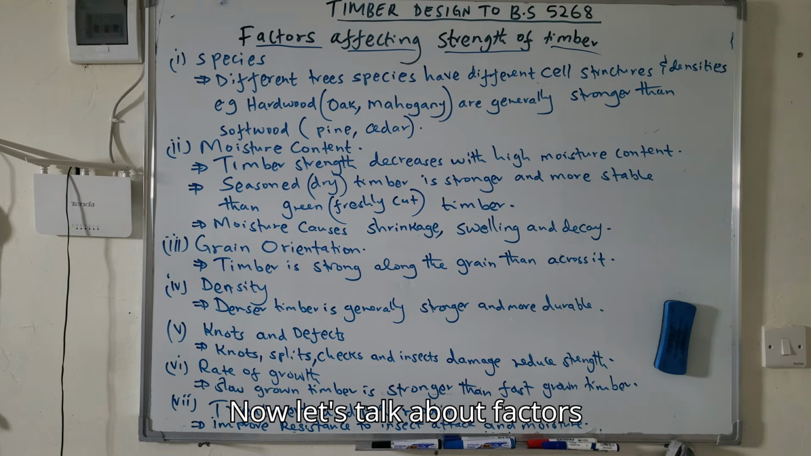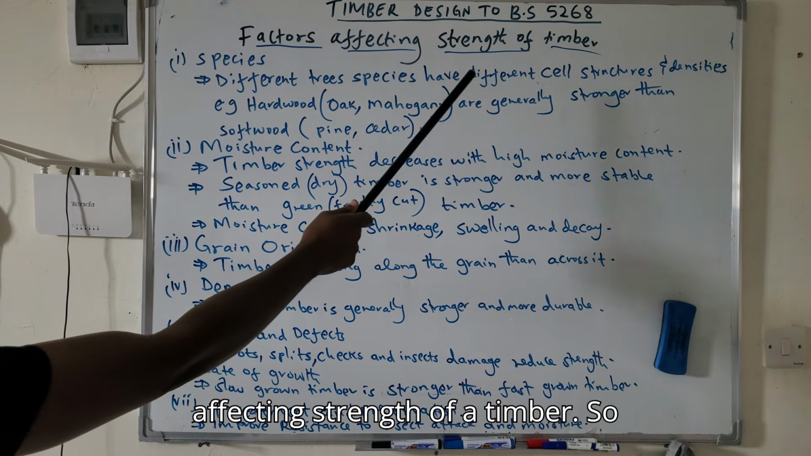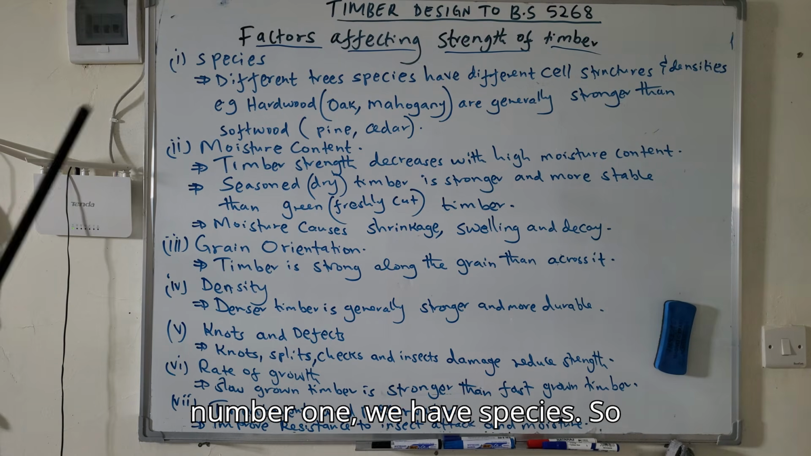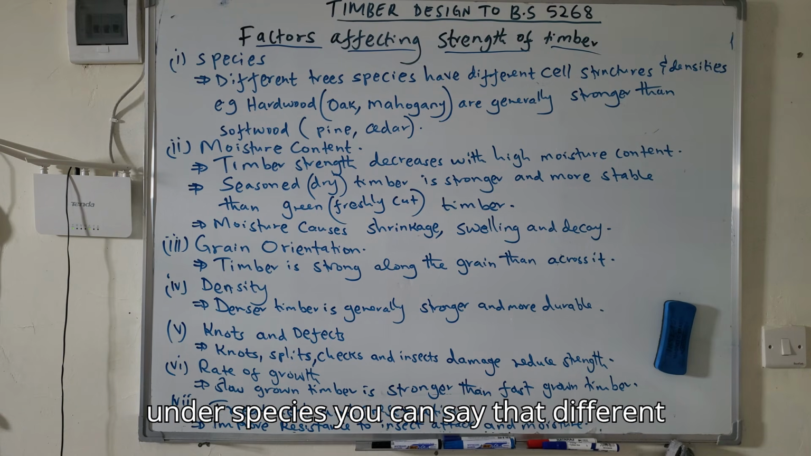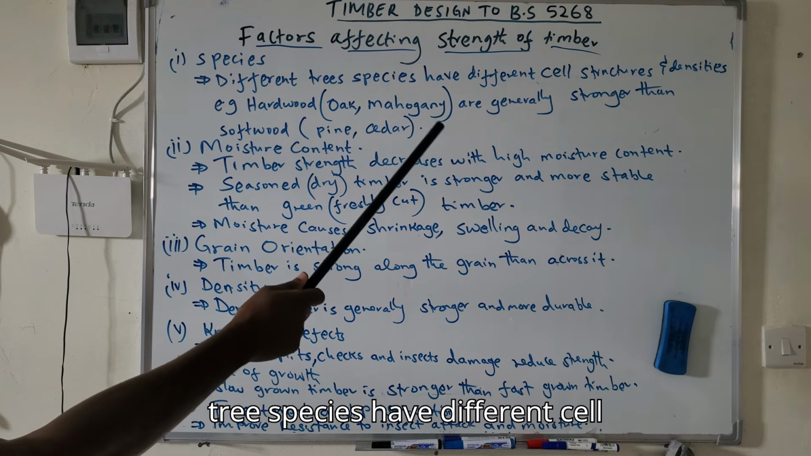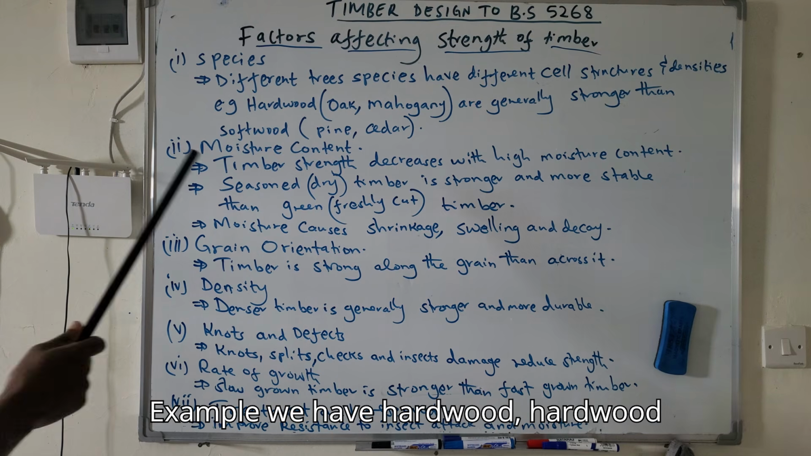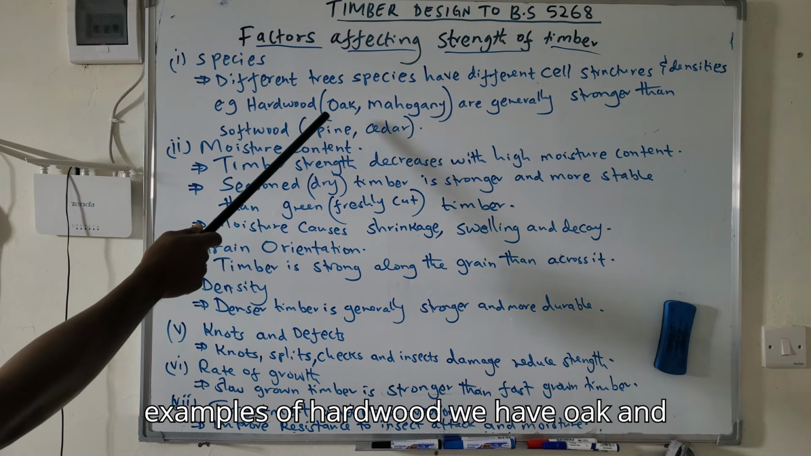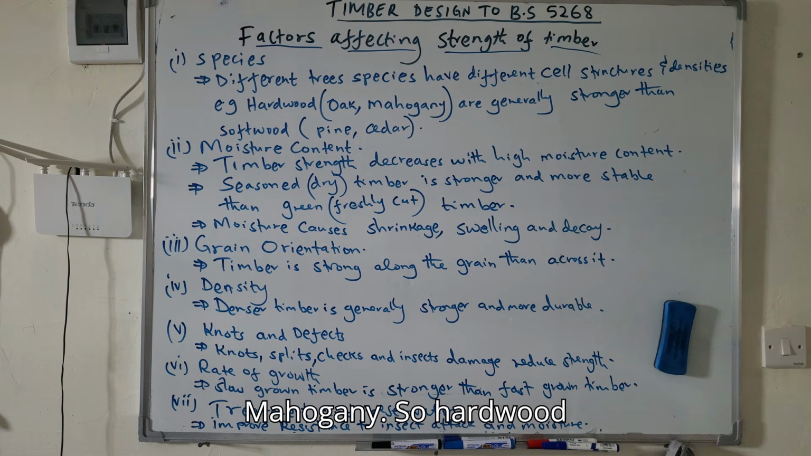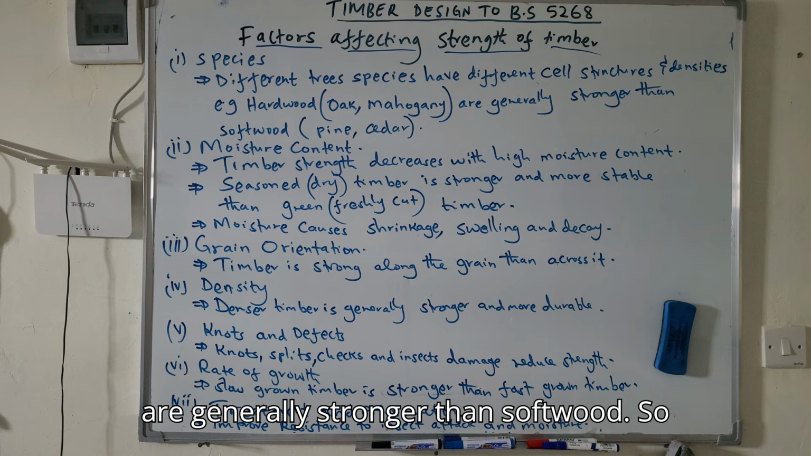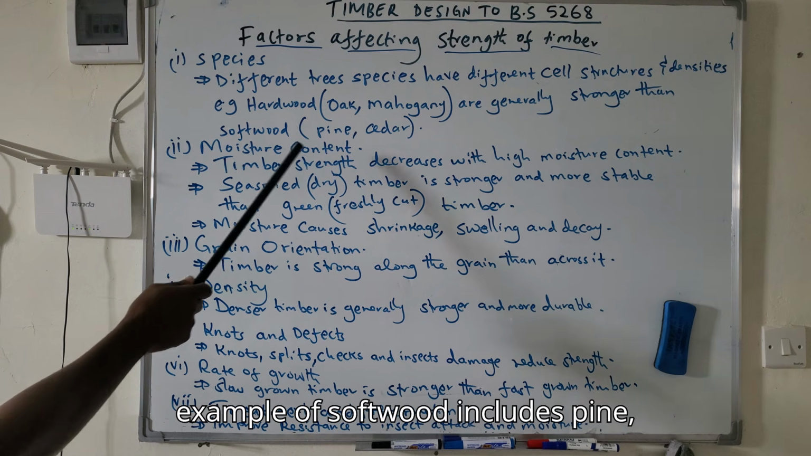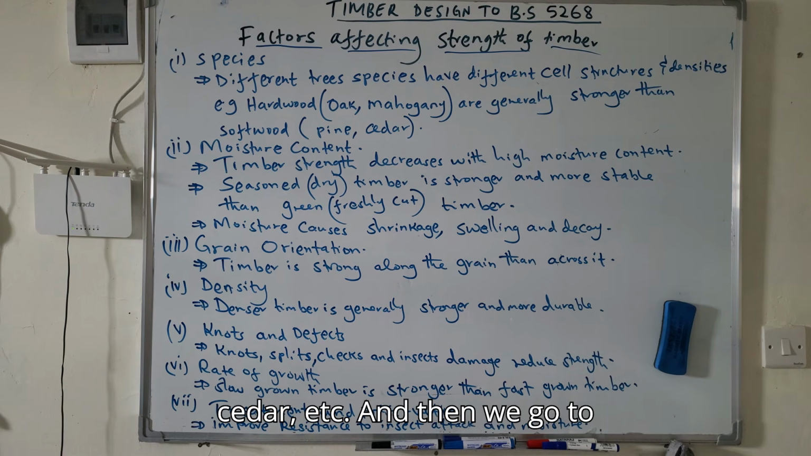Now, let's talk about factors affecting strength of a timber. Number one, we have species. Under species, different tree species have different cell structures and densities. For example, we have hardwood, examples of which are oak and mahogany. Hardwoods are generally stronger than softwoods. Examples of softwood include pine, cedar, etc. And then we go to number two.